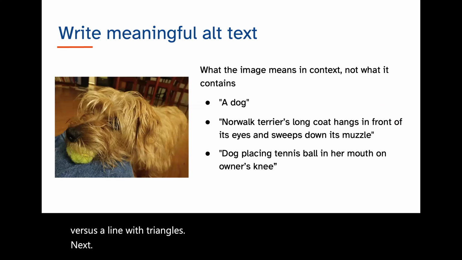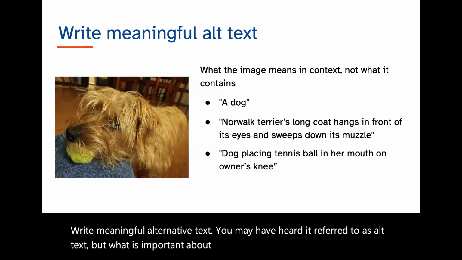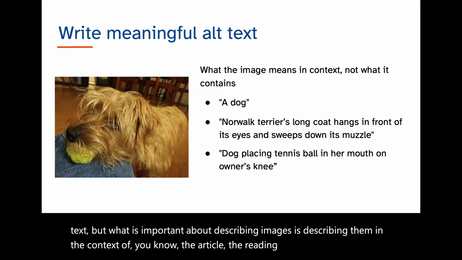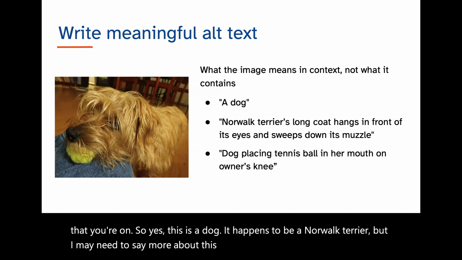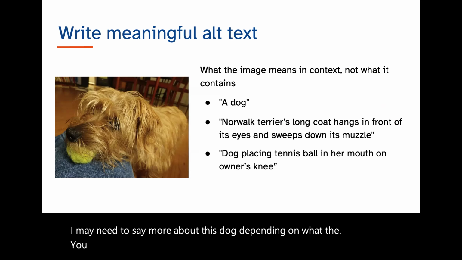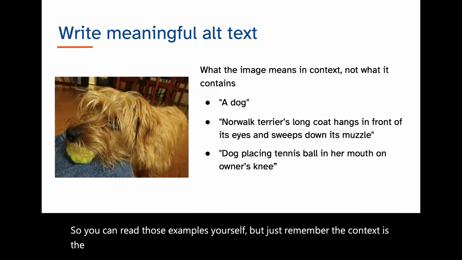Next, write meaningful alternative text. You may have heard it referred to as alt text. But what is important about describing images is describing them in the context of the article, the reading, the learning, the page that you're on. So yes, this is a dog. It happens to be a Norwalk Terrier, but I may need to say more about this dog depending on what I'm writing about. So you can read those examples yourself. But just remember that context is the key, describing the visual. And it's not just images, it's charts and graphs as well.